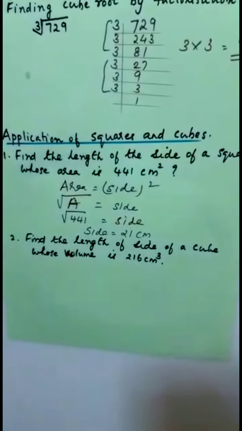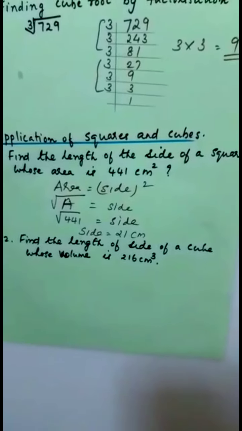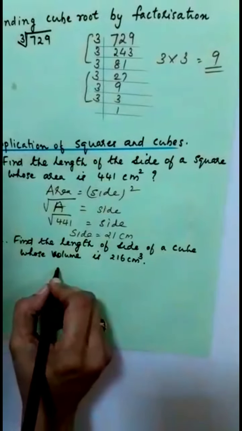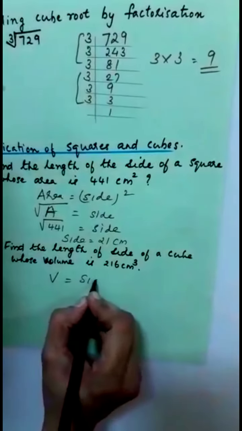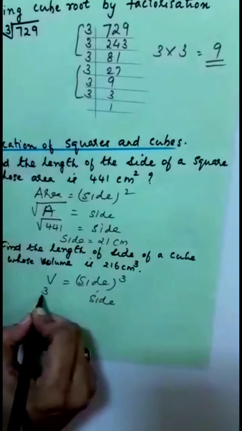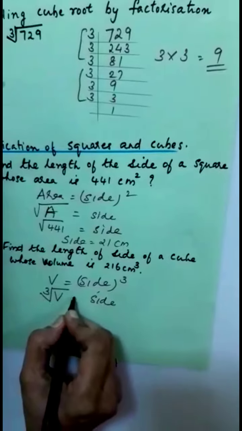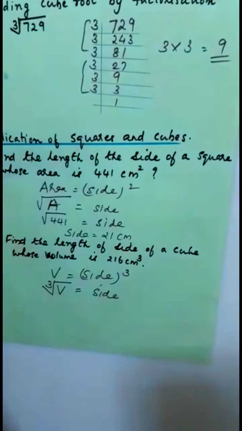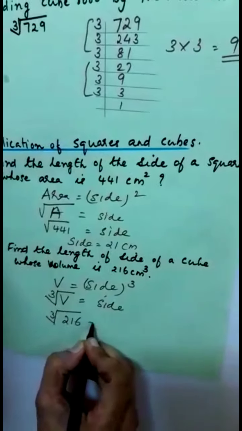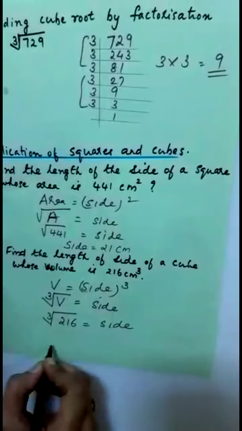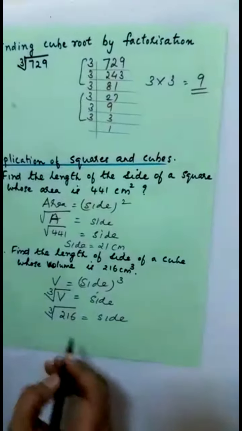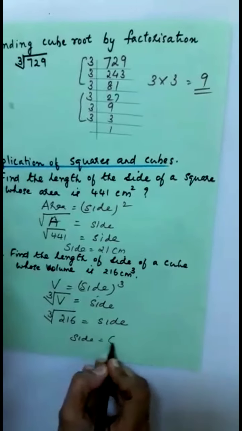Next is the length of a cube. You have to find it when the volume is given. The volume of a cube, you know the formula, is side cubed, side 3 times. The same way you have to find the side. The inverse of cube is cube root. The question given is 216. If we do the factorization, we will get the answer 6. So the side is equal to 6 centimeters.